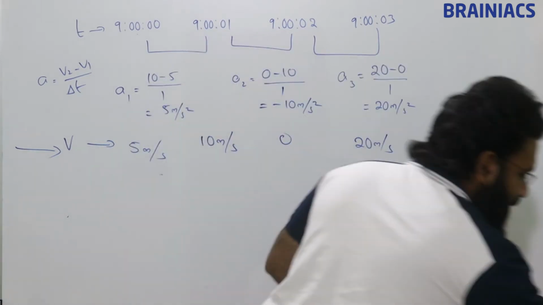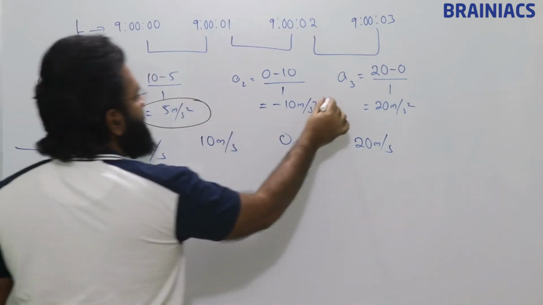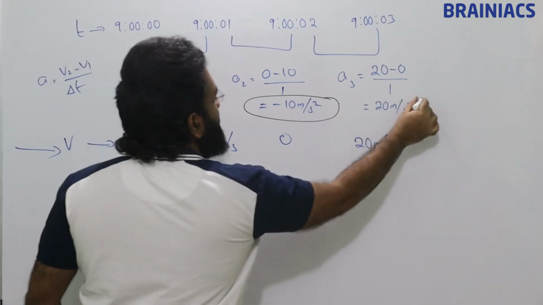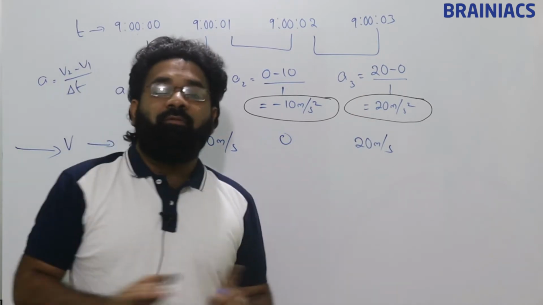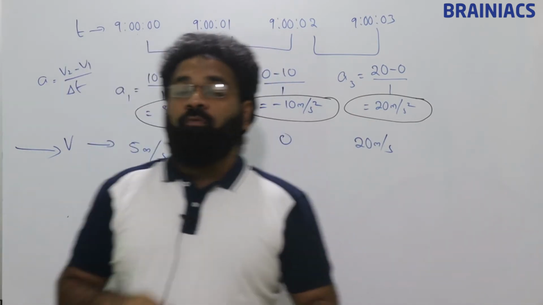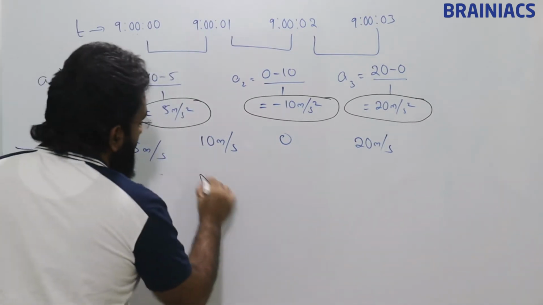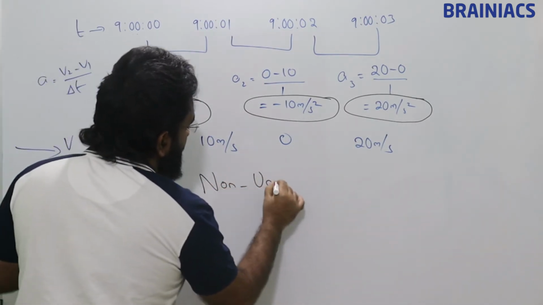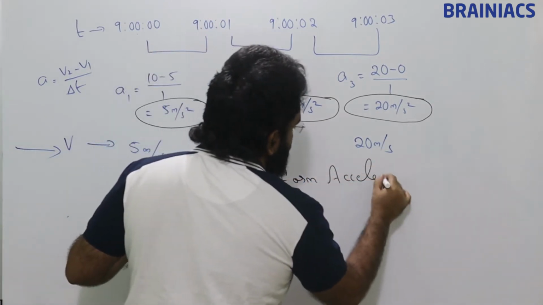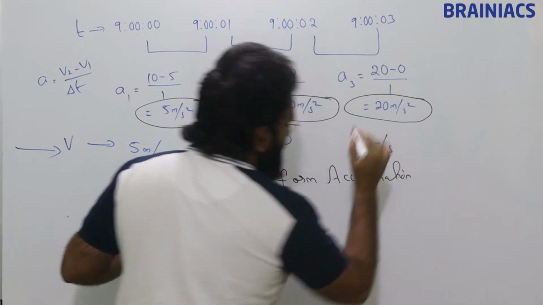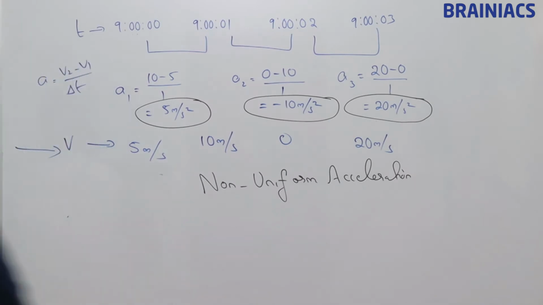You can see acceleration values are 5 meter per second square, minus 10 meter per second square, then 20 meter per second square. All the values are different. So this is not uniform acceleration, this is non-uniform acceleration. This is an example of non-uniform acceleration. Clear or what? Okay, pause the screen, note all the data.